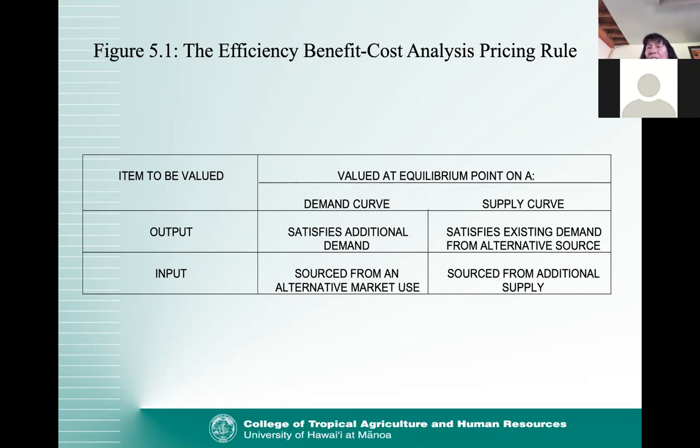The other thing you need to know is how to value inputs. Why, you ask me? Why do we need to know this? We need to know this because that's the cost side. What are inputs? Inputs are the resources that you use up in order to produce that output. And we've got to value them because they're going to their highest and best use.